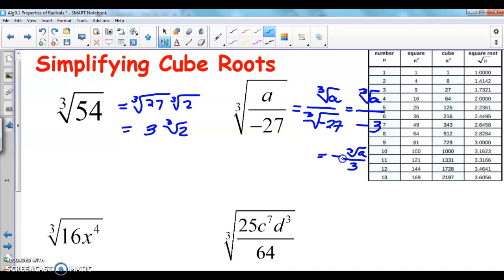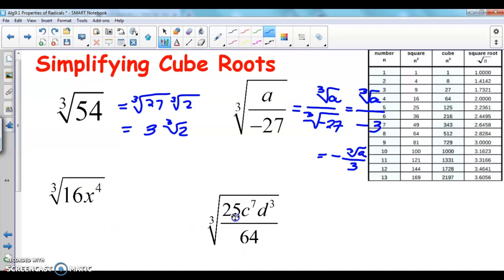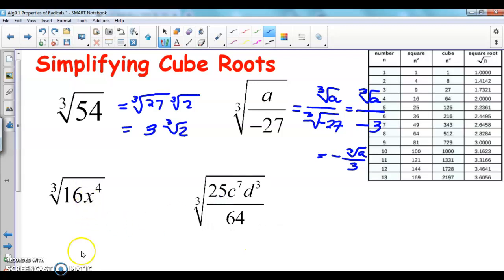Alright, next. Oh, 16. Just adjust this 2. So I'll have my space. Okay. So cube root of 16. Well, 16 doesn't appear here. So we can use 8 though, right? 8 times 2 is 16. So let's break it down into cube root of 8 times cube root of 2.